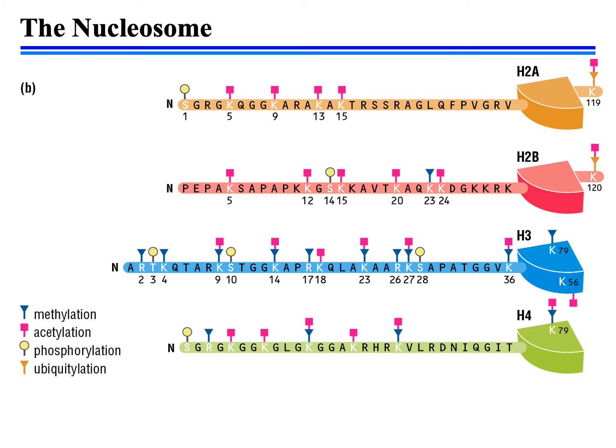The next type of modification I want to talk about is methylation, and that's the one indicated by the little blue arrow or blue triangle. Methylation involves the addition of methyl groups, which is CH3. Typically, methylation also neutralizes the charge on lysines and arginines, but depending upon which specific location the methyl group is added, it will have differing effects.